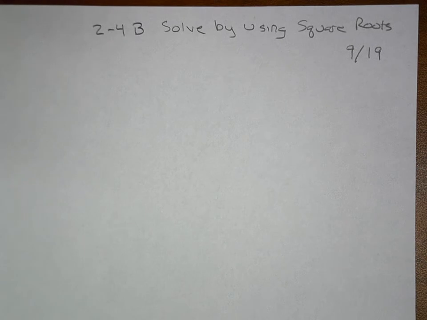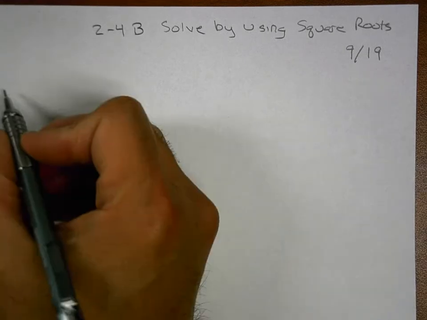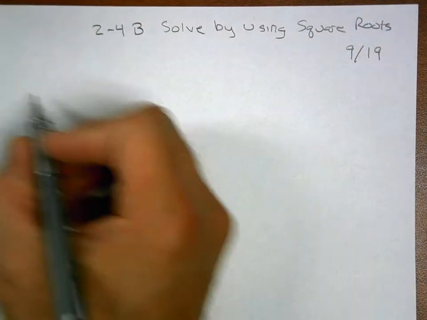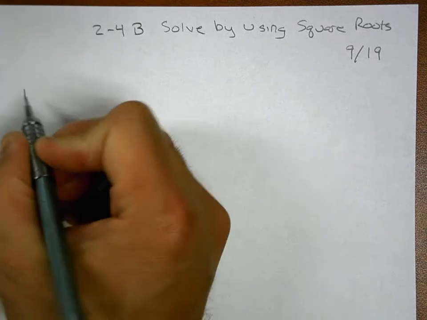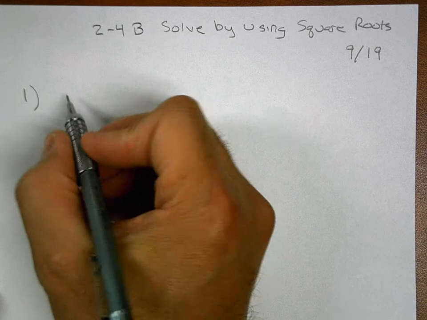Okay, so today we're going to be solving quadratics using square roots. Let me just do this by example and show you. You might have learned this. This may be a little different from the way you learned it, but it's kind of the proper way to look at it. So number one, we're going to solve for x.